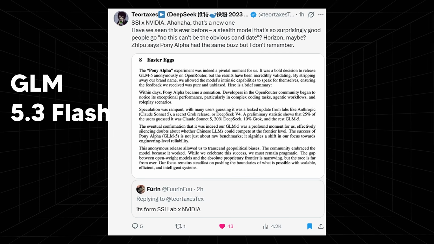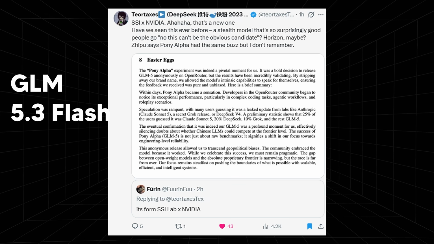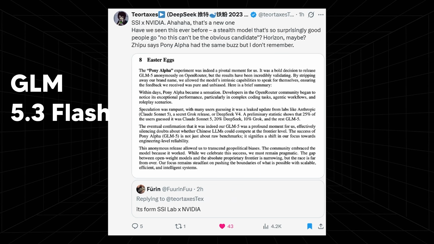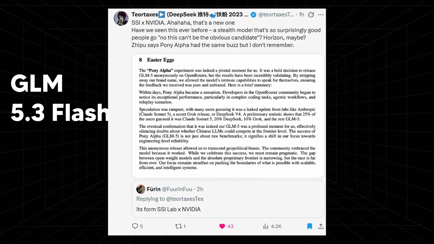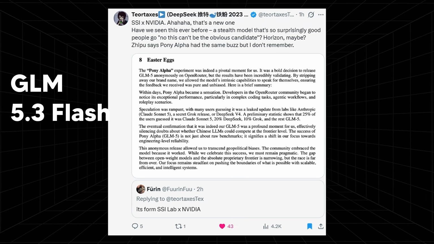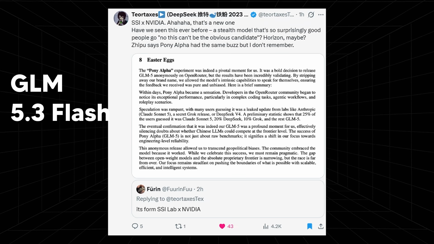Now, once again, some people are thinking this is from Safe Superintelligence and an NVIDIA collab, because NVIDIA just put $5 billion into Safe Superintelligence, and this is their new model. But of course, this is the thing that they did before with GLM-5. So you can see right here, they said the Pony Alpha experiment was indeed a pivotal moment for us. It was a bold decision, and this is by Z.AI.